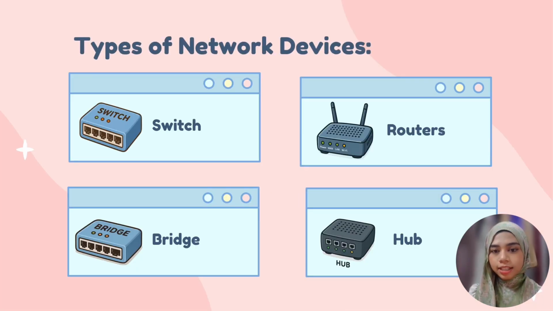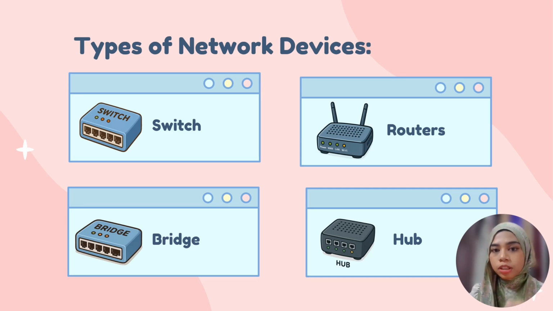The next point is types of network devices. There are lots of network devices, but I'll try to explain some of them. We have switch, router, bridge, and hub. So what is a router? A router connects different networks, for example, your home network to the internet. It finds the best path using IP address. But nowadays, modern routers also offer Wi-Fi and firewalls to make sure that your network is safe and your data is safe.